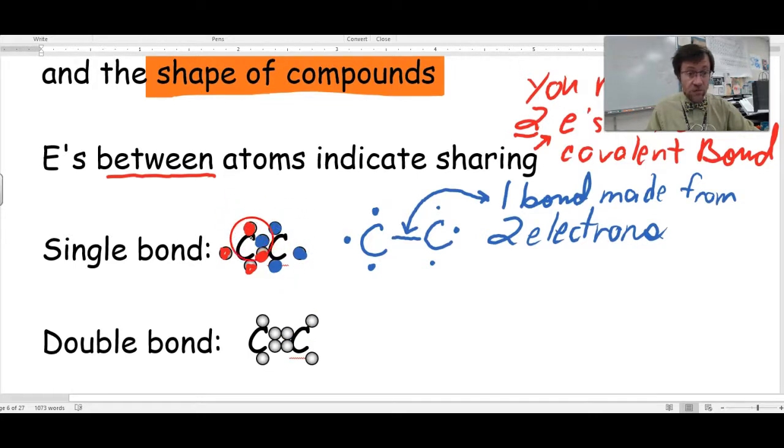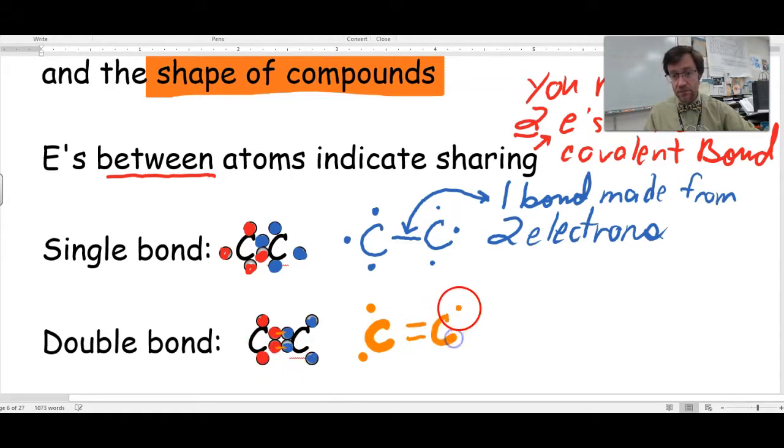For example, the double bond, now what we're doing is we're taking this one and this one from each, and now we're making a double bond. So those 2 from the blue carbon are being shared with this electron and this electron from the red carbon. And now we have 2 bonds, or a double bond. And what that looks like is we're going to draw carbon, and this carbon has 2 valence electrons, and there's one bond, there's the other bond. I will draw 2 lines in between these. See? So it'll look like that.